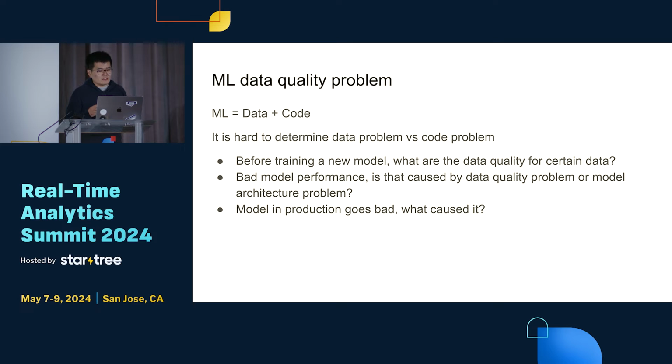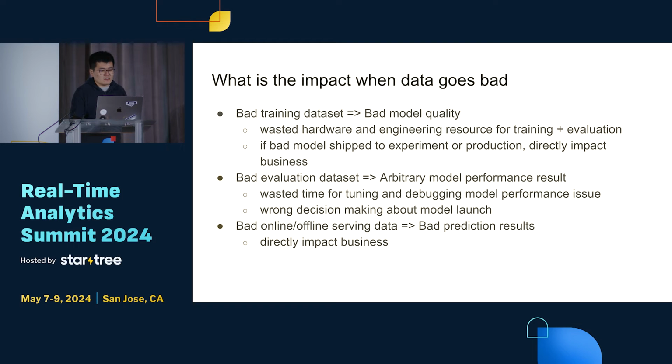The third question is, after you push the model into production, the model is already running there maybe for a few weeks, but suddenly the model performance degrades. What is causing that? So those are outage mitigation and root-causing problems.